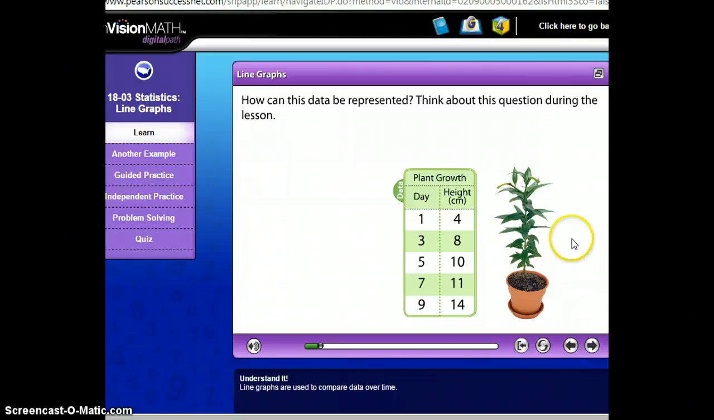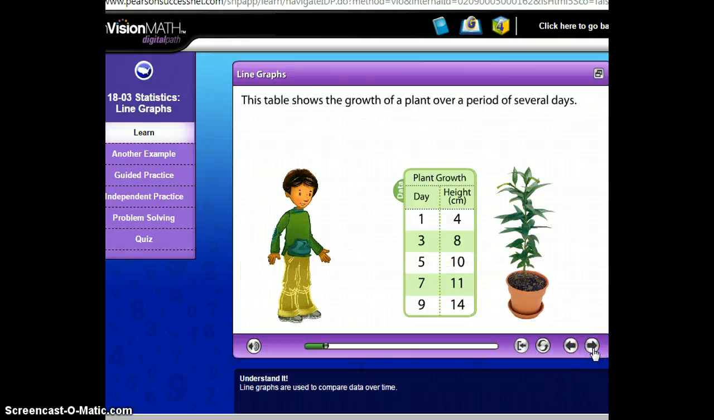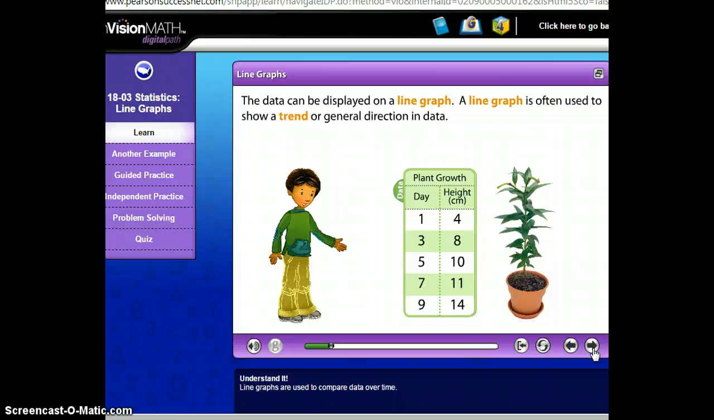Okay, so what is this right here that they've given us? A frequency table. I'm sorry, yes. This table shows the growth of a plant over a period of several days. The data can be displayed on a line graph. A line graph is often used to show a trend or general direction in data.